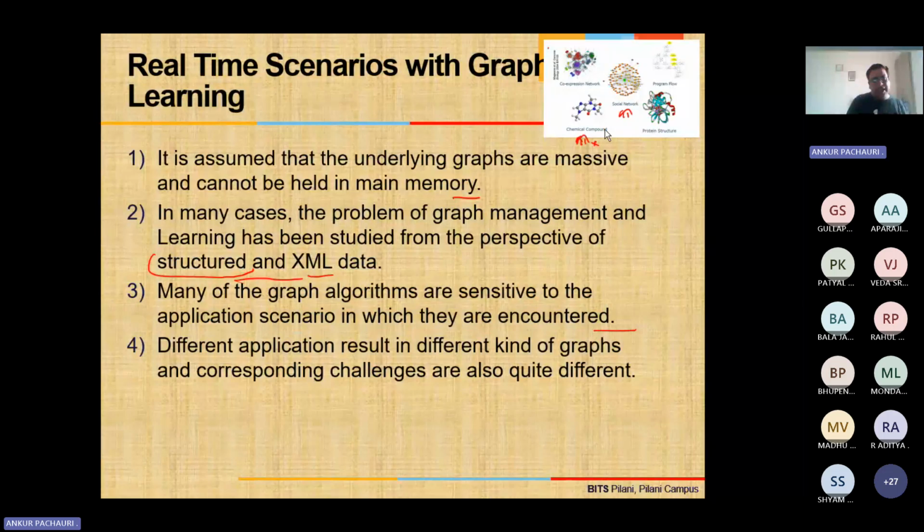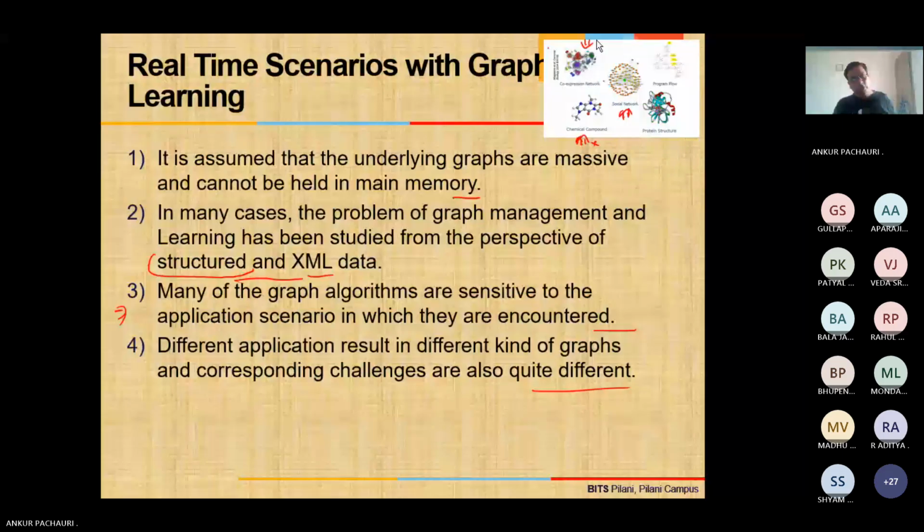So you change the scenario, you'll have to change the algorithm, or you'll have to change the data. Different applications result in different kinds of graph, and the corresponding challenges are also quite different. That means a social media algorithm for finding influencing nodes on social media cannot be directly used for finding influencing researchers.